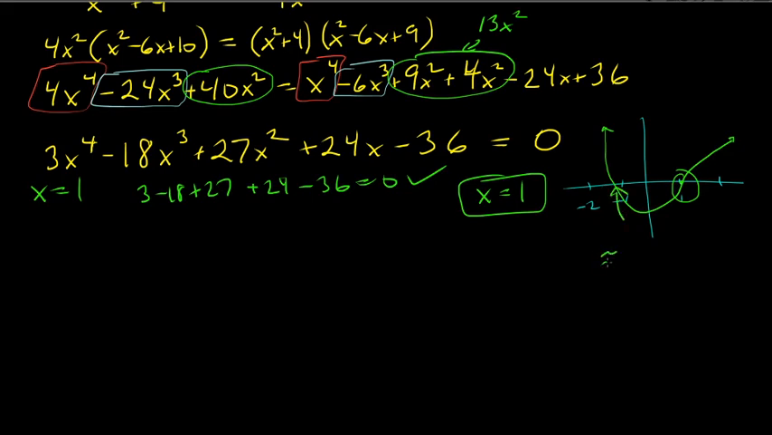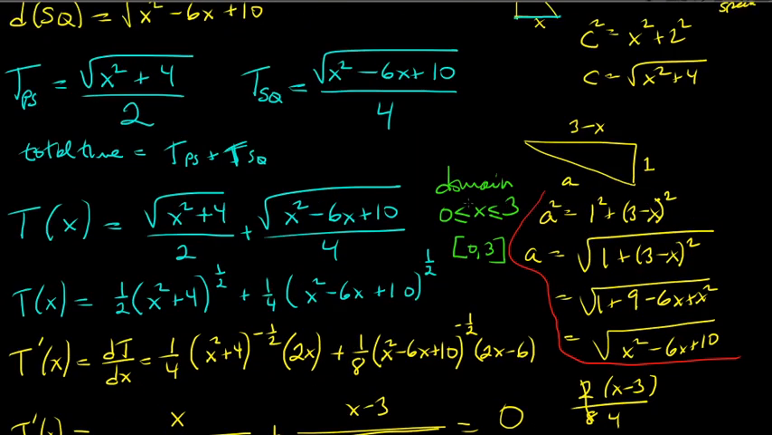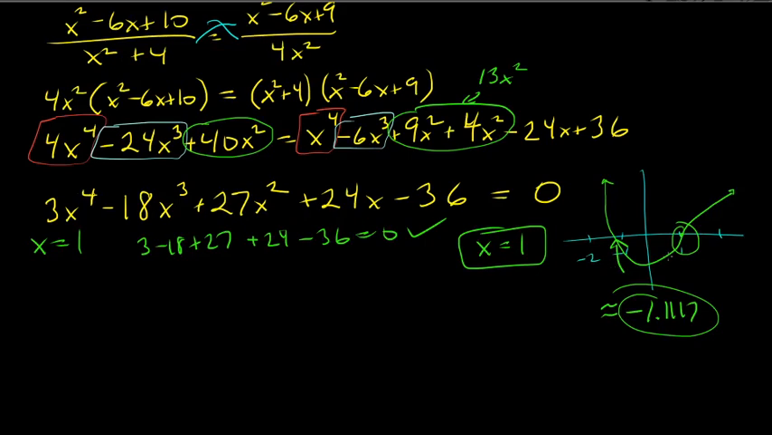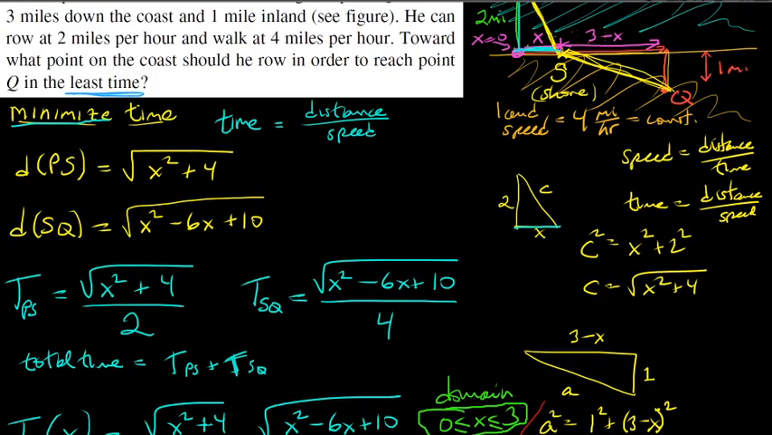This one is approximately -1.1117. Right, if you approximate. So what's wrong with that? Well, remember the domain. X can't be negative here. It's got to be bigger than 0 and less than 3. So they're clearly less than 3, but this is not less than 0, not bigger than 0. So I think we can safely discard the negative answer as just not physical. You know, doesn't make sense for the problem.